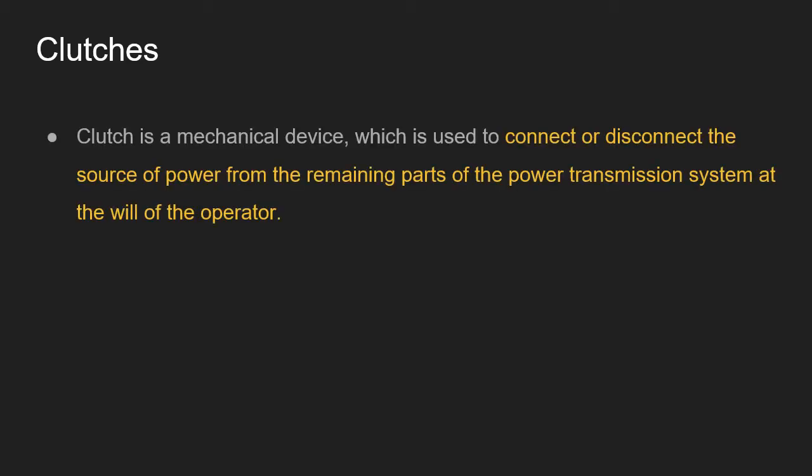So what is a clutch? A clutch is a mechanical device which is used to connect or disconnect the source of power from the remaining parts of the power transmission system at the will of the operator.